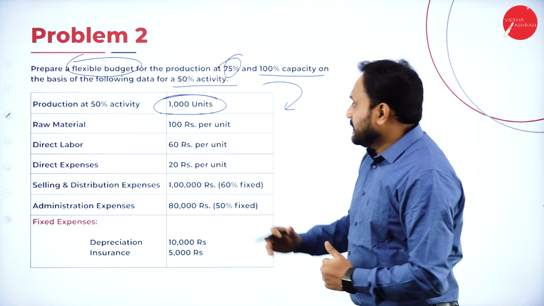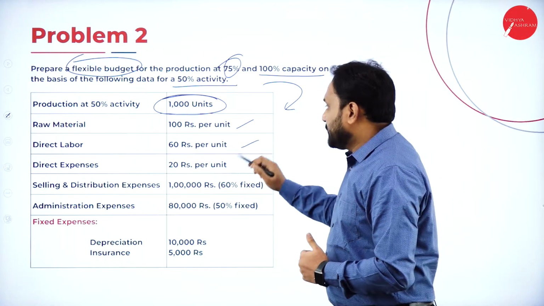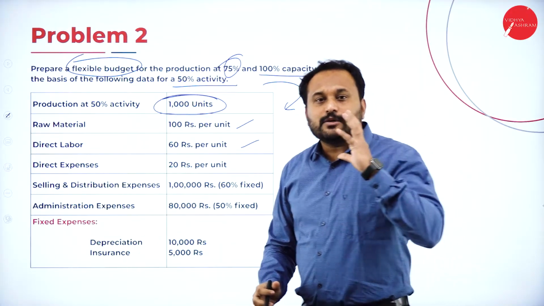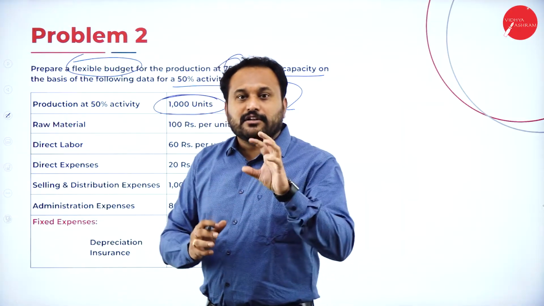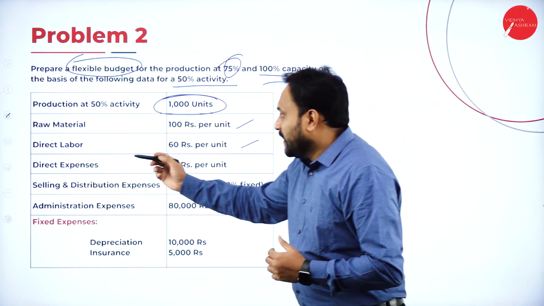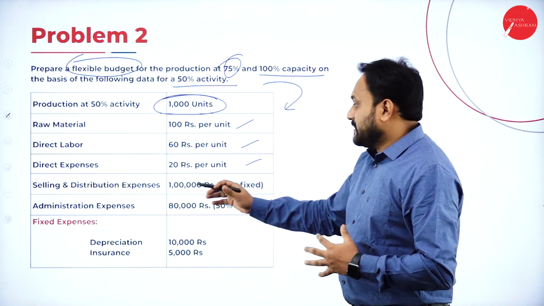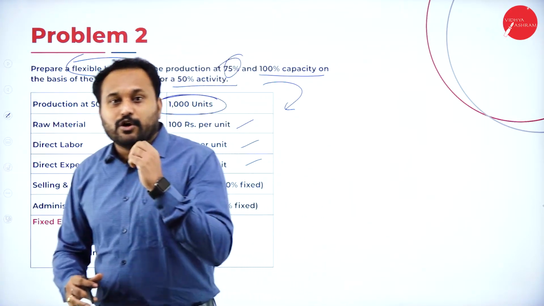Now raw material is 100 rupees per unit, direct labor 60 rupees per unit. Whenever you start reading, you need to understand the problem very carefully, right? You need to know what exactly is given. Direct expenses is 20, selling and distribution expenses. Now here is the working note. So we'll go step by step.